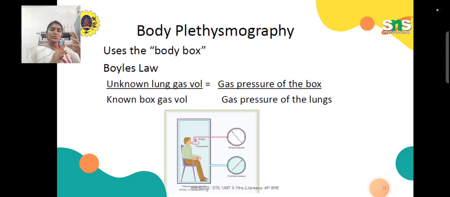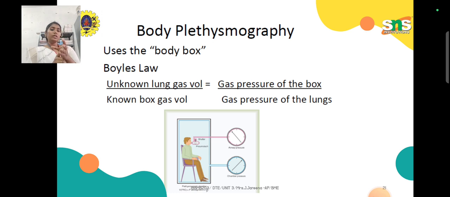Okay, now we are going to see the third method which is being used to measure the residual volume, that is body plethysmography. Already we know the meaning of plethysmography. So plethysmography is nothing but volume changes. Here we are going to concentrate on the volume changes of your body. So that is the reason you have the name body plethysmography.